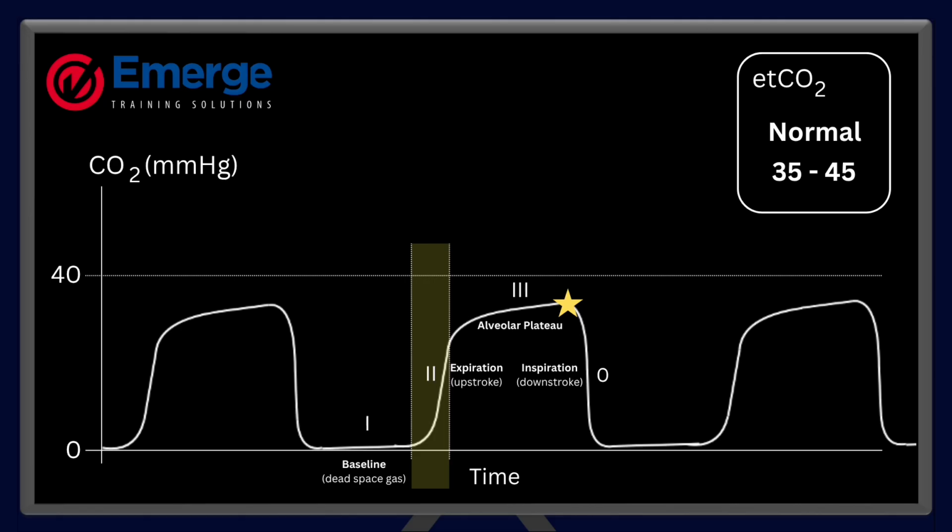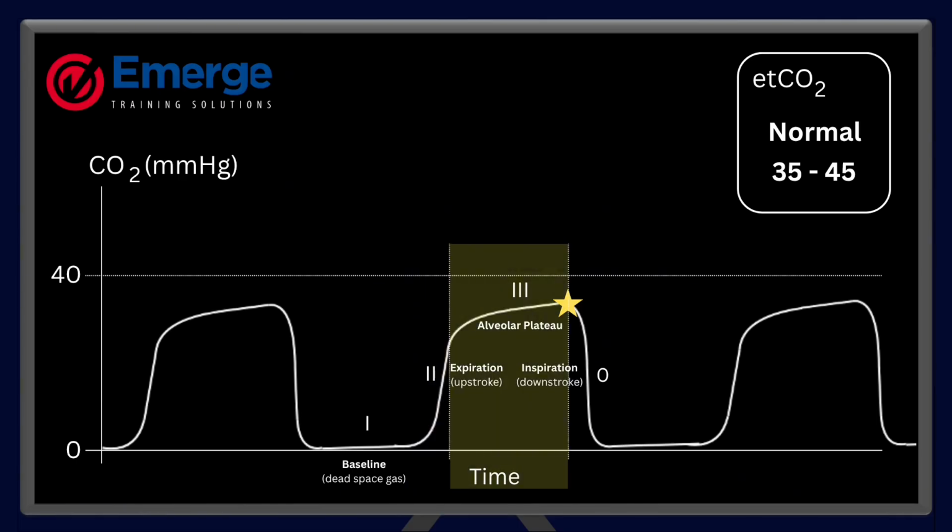As exhalation begins, we enter phase 2. This is the sharp upstroke where dead space gas mixes with gas from the alveoli. You're now starting to see CO2 levels rise rapidly. Then comes phase 3, the alveolar plateau. This portion represents gas coming purely from the alveoli, where gas exchange is happening. The CO2 levels off into a gentle slope, reflecting uniform alveolar emptying.